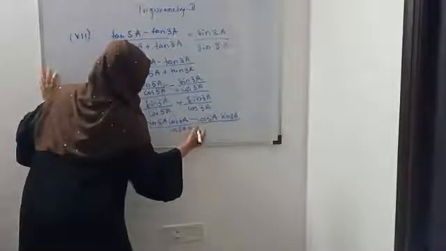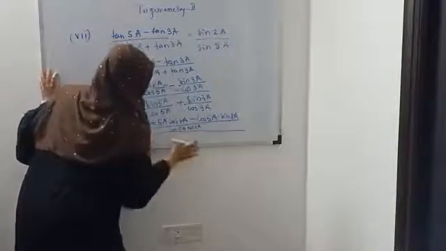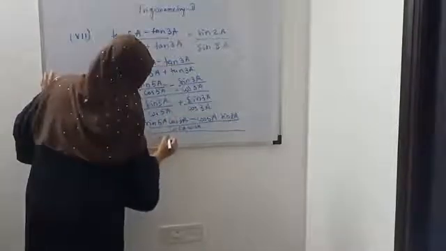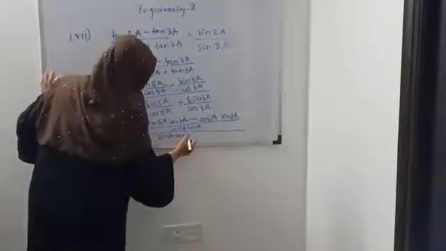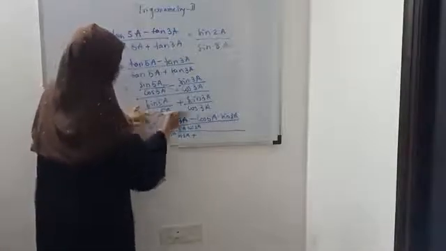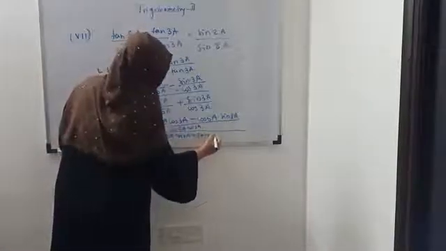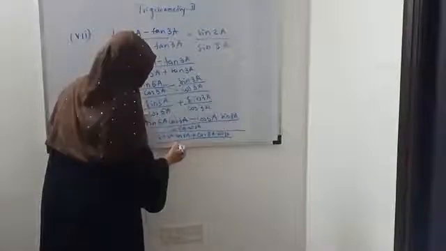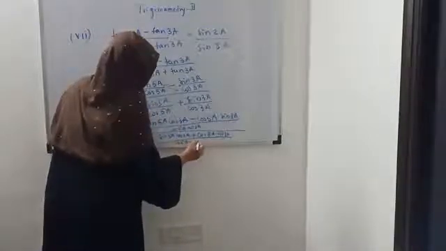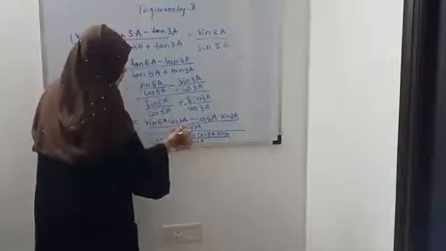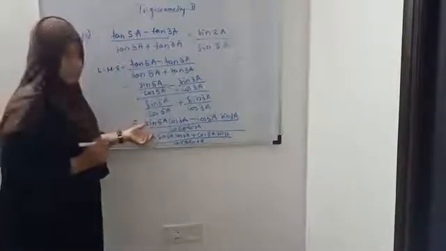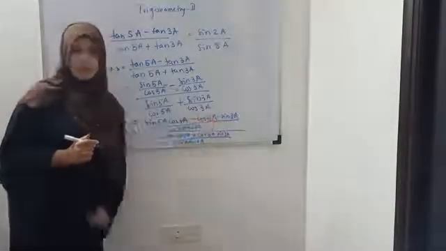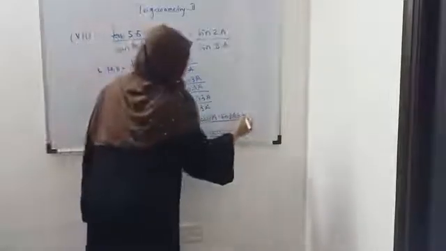This is about the numerator. Now in the denominator as well, sin 5a cos 3a plus cos 5a sin 3a, divided by cos 5a cos 3a. So this and this will get cancelled. You will be left with these two. So sin A cos B minus cos A sin B. Clearly this is the formula for sin(A - B).